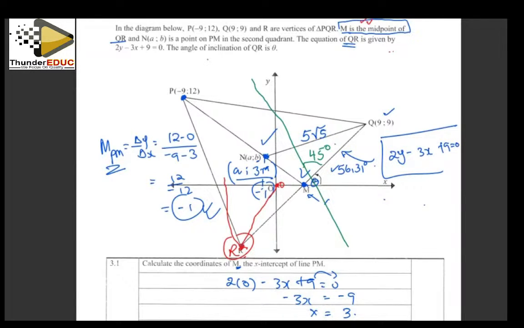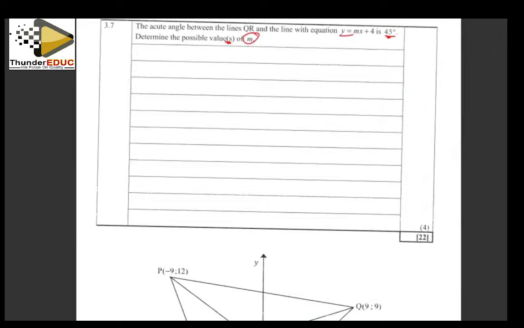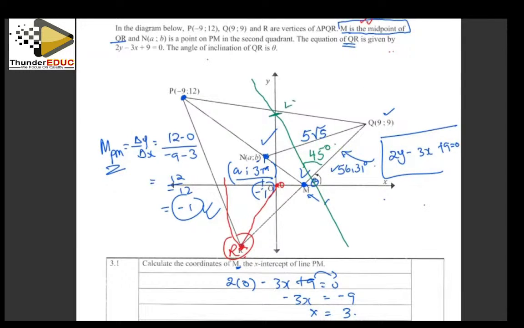So we know that the y value is 4. That's why I'm choosing that direction. Someone might choose a different direction, but for as long as it is positive 4, this is the only possible option we have. So y is mx plus 4.